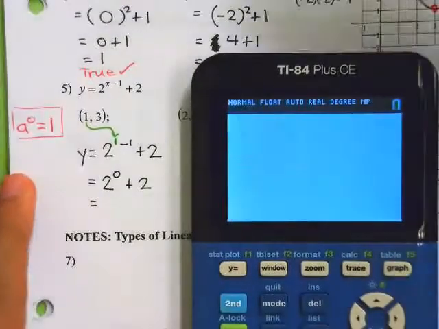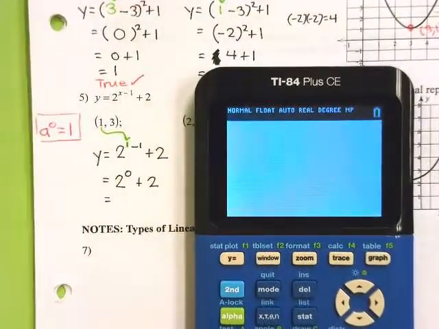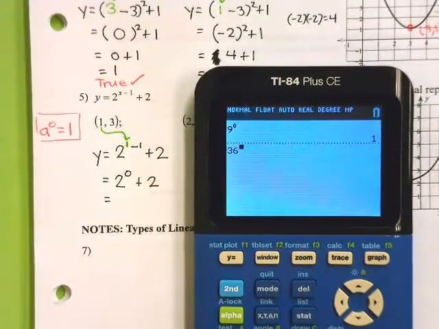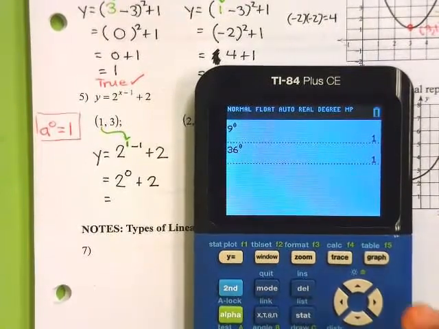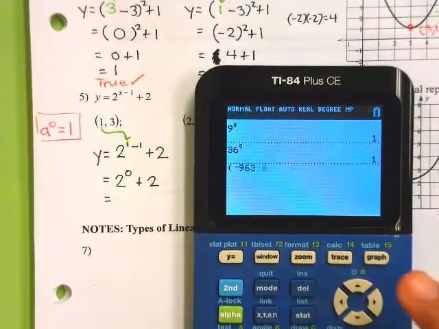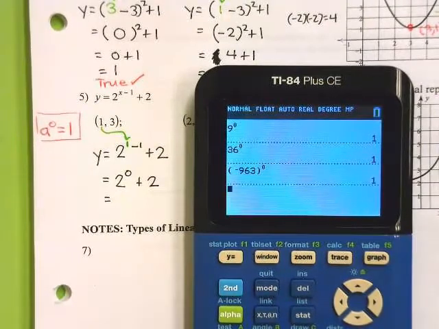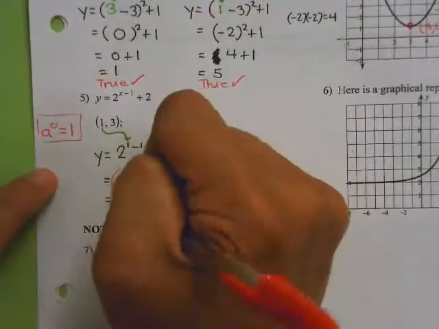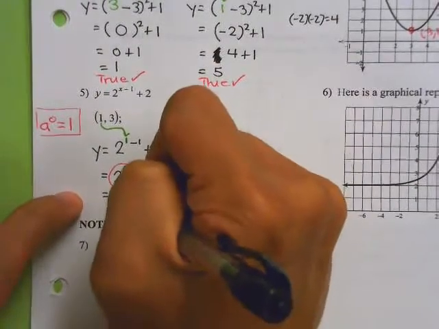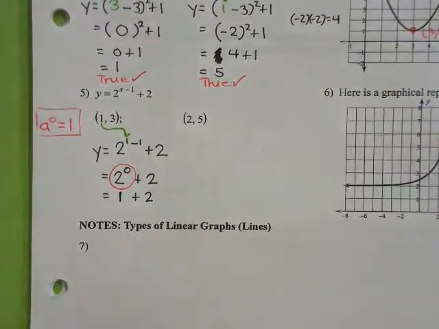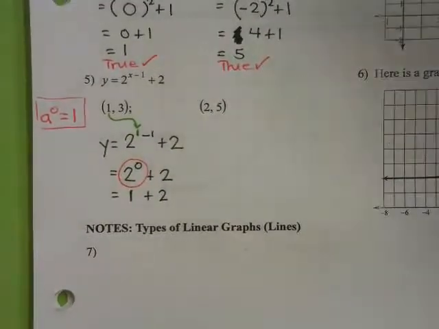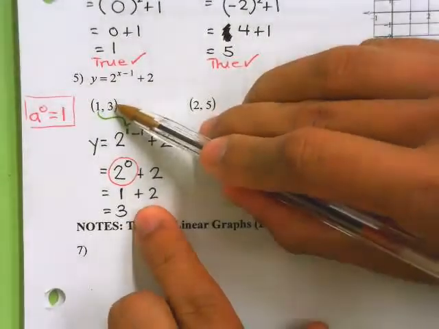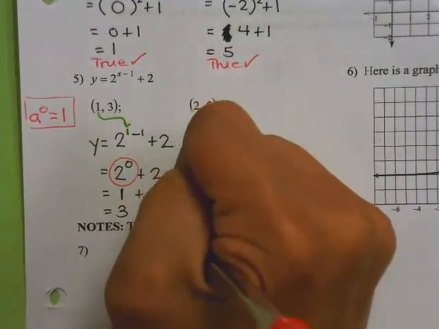So anything to the 0 power is 1. Let's try it out. 9 to the 0 power. Okay, that's 1. 36 to the 0 power. That's also 1. How about negative 963 to the 0 power? That's also 1. Okay, so anything to the 0 power is going to be 1. So when we have 2 to the 0 power, you're going to change that into 1. Okay. All right, and then 1 plus 2 is equal to 3. All right, take a look at your y values. Do they match? Yes, they do. True.